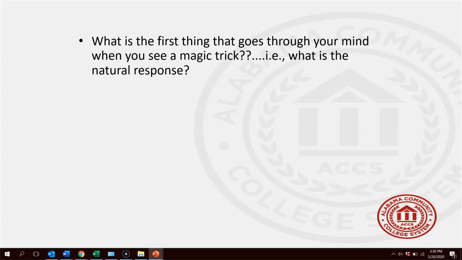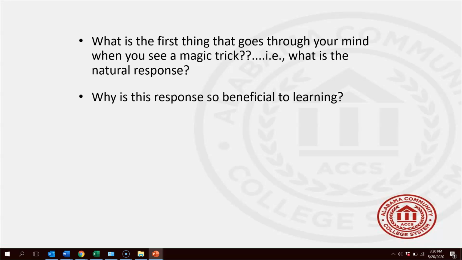Question: what's the first thing that goes through your mind when you see a magic trick? First thing, you can't even help it. Your mind just asks this question. It's a natural response. How'd they do that? How did they do that? And why is that so beneficial to learning? Because once my mind asks a question, it's very intuitive. It has to know an answer.